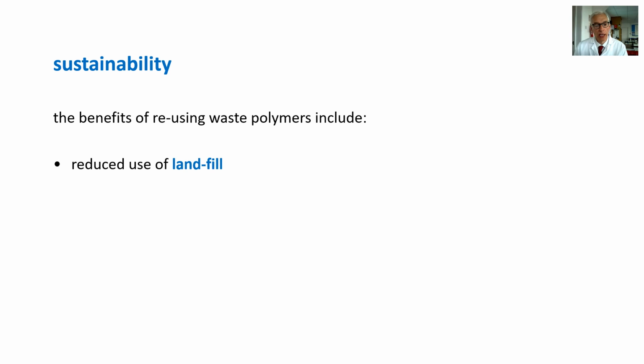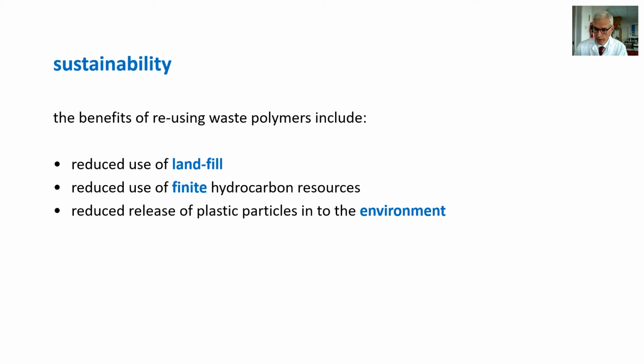So OCR A specifies the reduced use of landfill: waste plastics at the moment are taken away and occupy space in landfill. By reusing plastics, less crude oil would be used in the process of making new polymer plastics. And of course, if you reuse waste polymers, then less plastic particles are going to be released into the environment. And this is an important feature of environmental pollution.